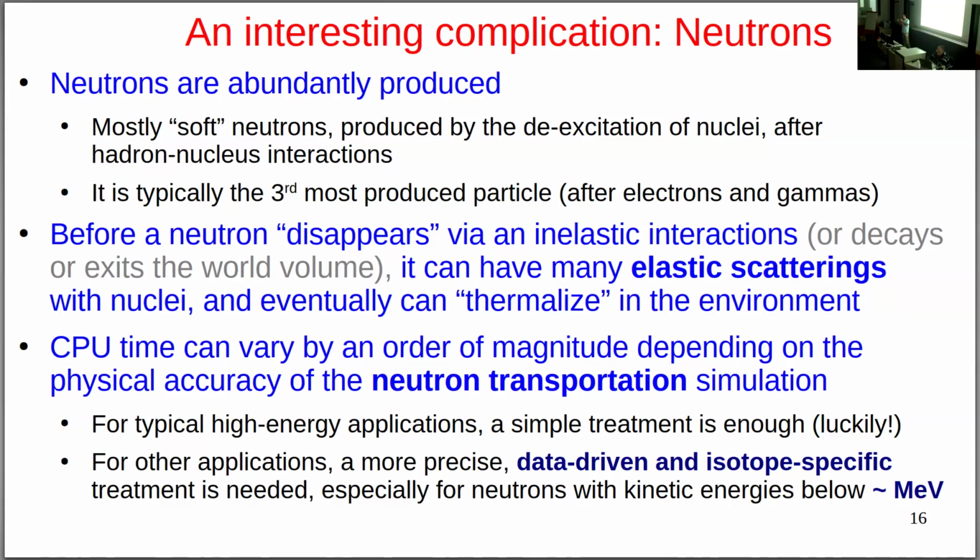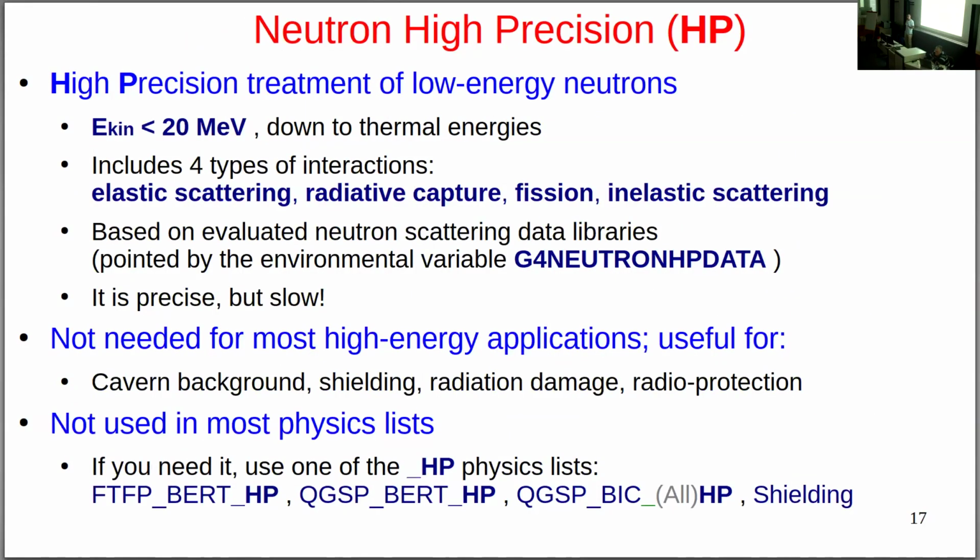And what is the most tricky part are the neutrons below roughly MeV, because at that point it depends really on the isotope you have, and typically you need a data-driven approach. So Geant4 has such a more sophisticated treatment of neutrons. It's called HP, for high precision treatment of neutrons. It concerns neutrons below 20 MeV kinetic energy down to thermal energy. Thermal energy means essentially below 1 electron volt.